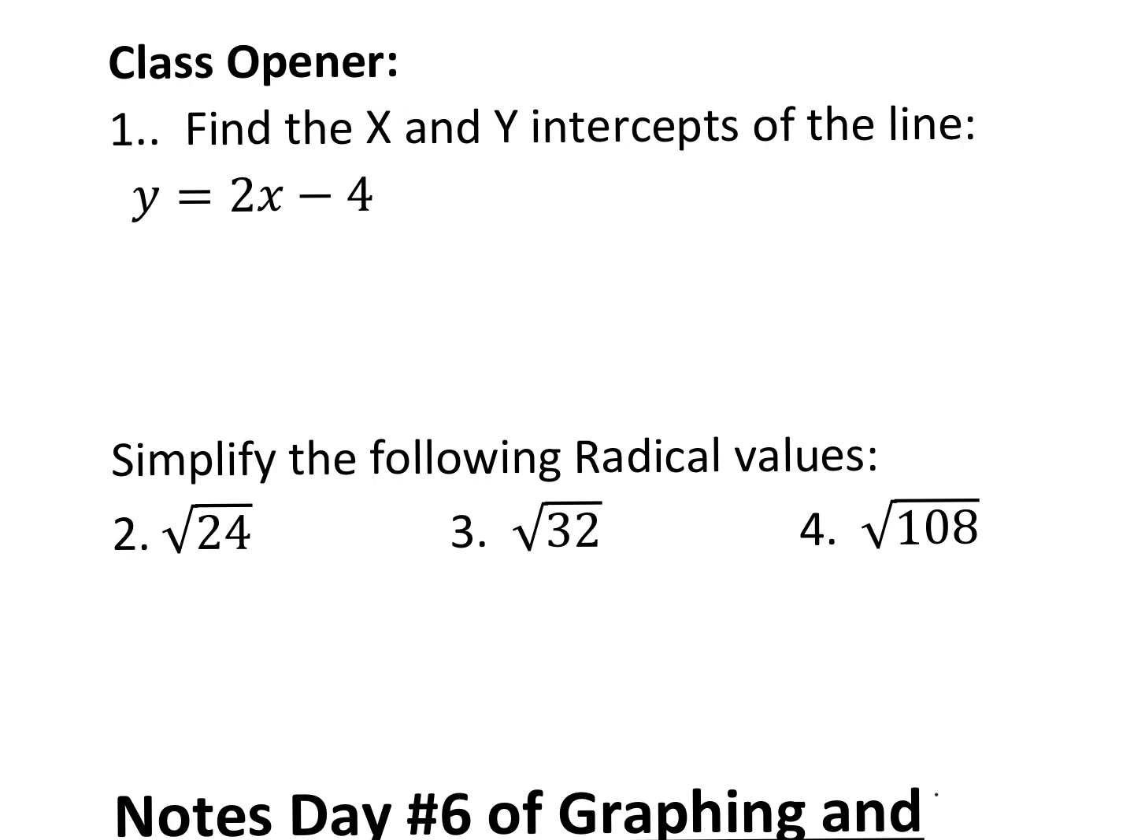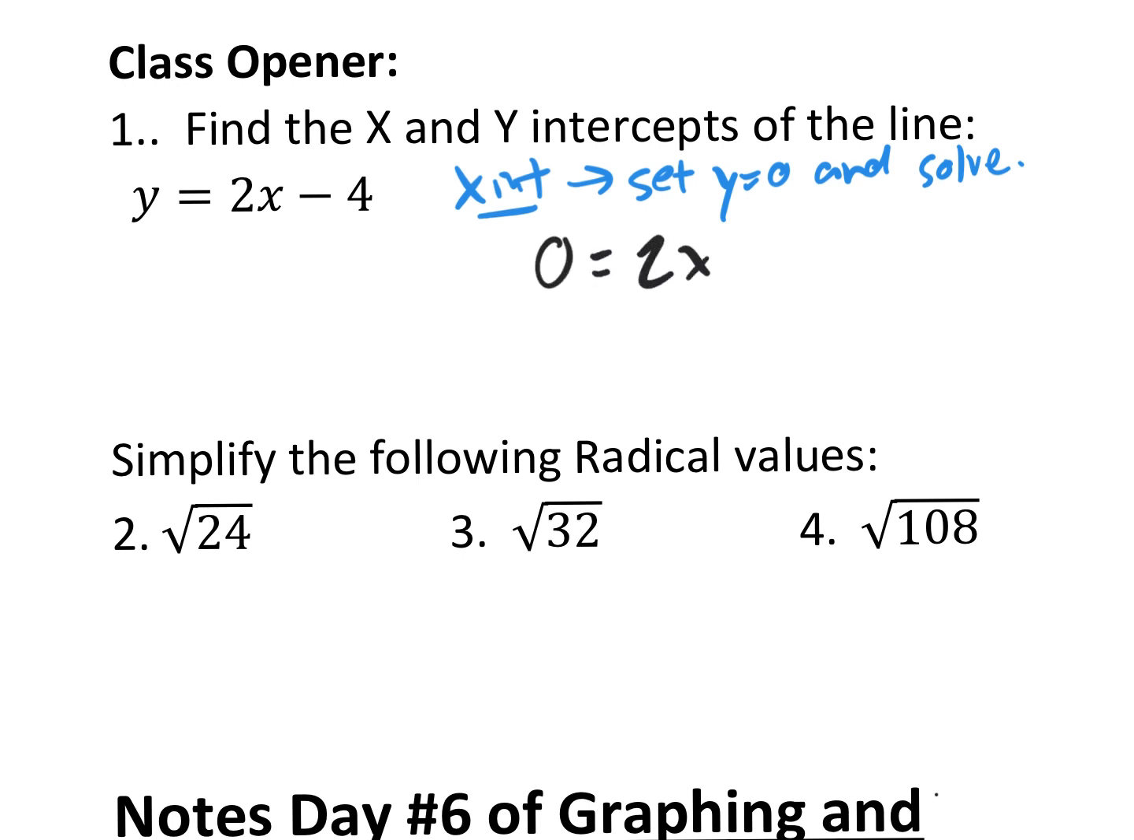To find the x-intercept, you set y equal to 0 and solve. So if we were to do that on this y equals 2x minus 4 equation, that would be 0 equals 2x minus 4. And of course, you would solve that by adding 4. You'd have 4 equals 2x. And you'd get rid of the 2 by dividing by 2. Dividing by 2, x equals 2.